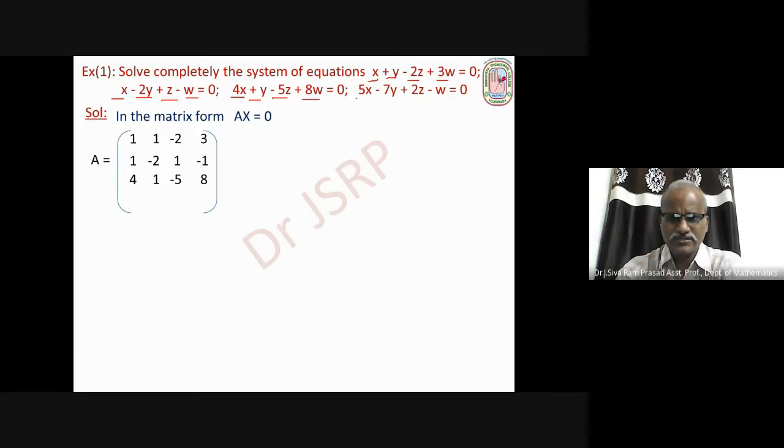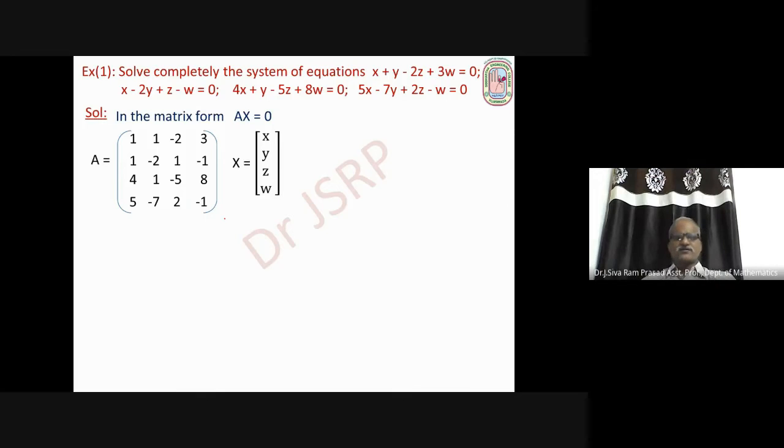In fourth equation, x coefficient 5, y coefficient -7, z coefficient 2, w coefficient -1. Okay. So this is the coefficient matrix. And capital X is column vector of variables, that is x, y, z, w. Right. So without solving, we conclude that the system has the trivial solution.